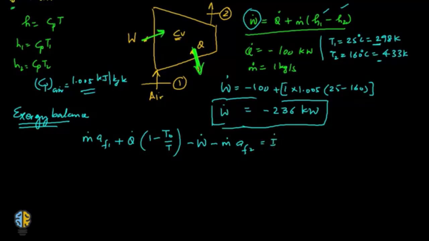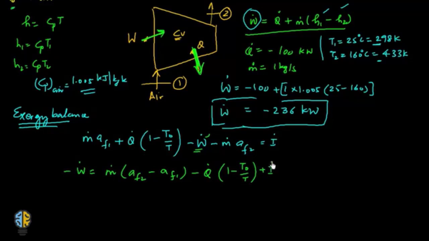So I need to have a value for W dot to analyze this. Now let's take all the terms except W onto the right hand side. So we would have minus W dot is equal to m dot into (AF2 minus AF1), so they will interchange in their signs, minus q dot into (1 minus T naught upon T) plus I dot. So this is what you get.